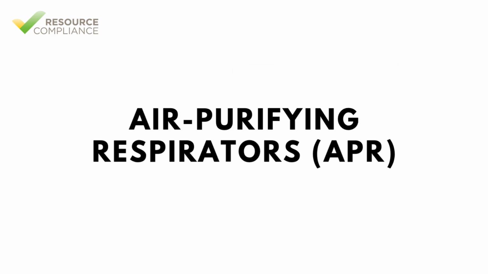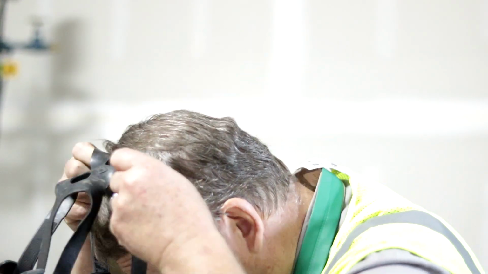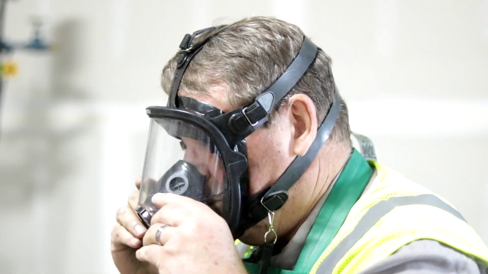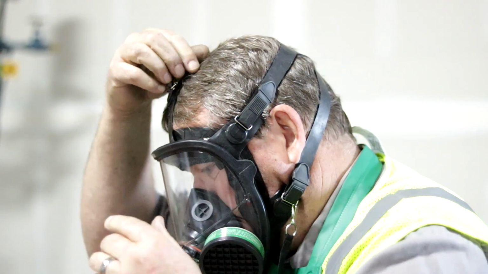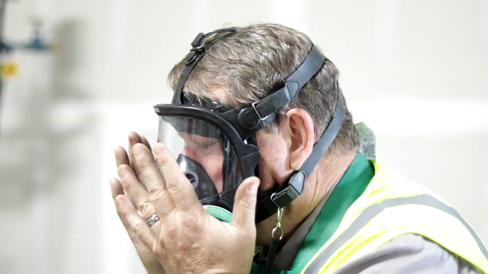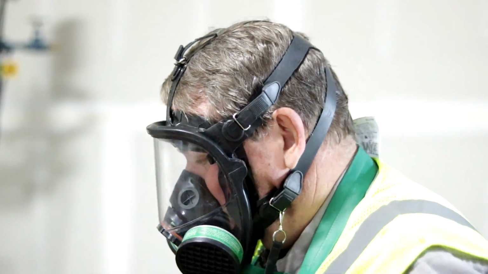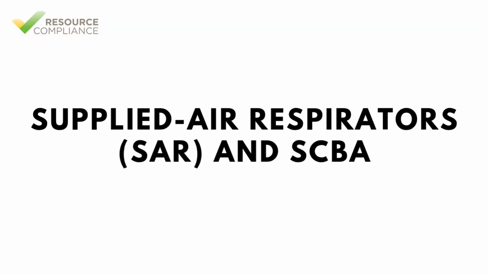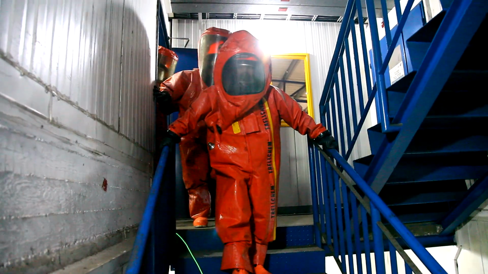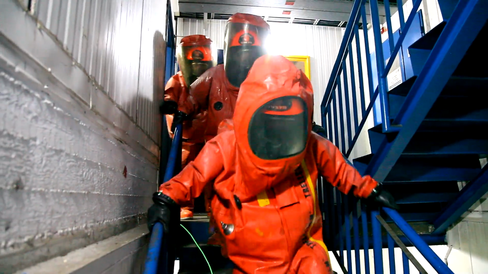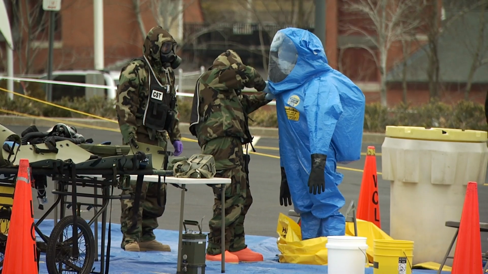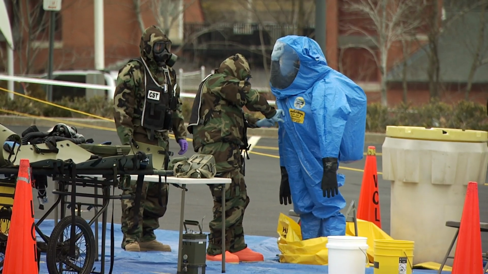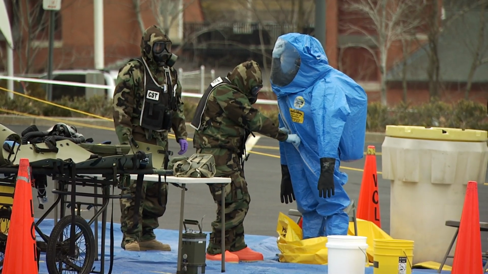Air purifying respirators, or APRs, use cartridges or filters to remove contaminants from the air. They have limited use because they are only effective when oxygen levels are safe and contaminant concentrations are known and below IDLH. Supplied air respirators and self-contained breathing apparatuses, or SCBAs, provide clean air from a cylinder or remote source. These units are more expensive than APRs and require additional training and medical monitoring, but are required in atmospheres that are oxygen deficient, above IDLH, or unknown.